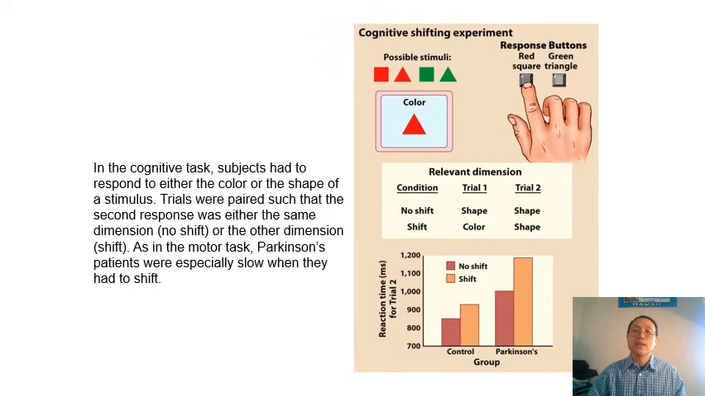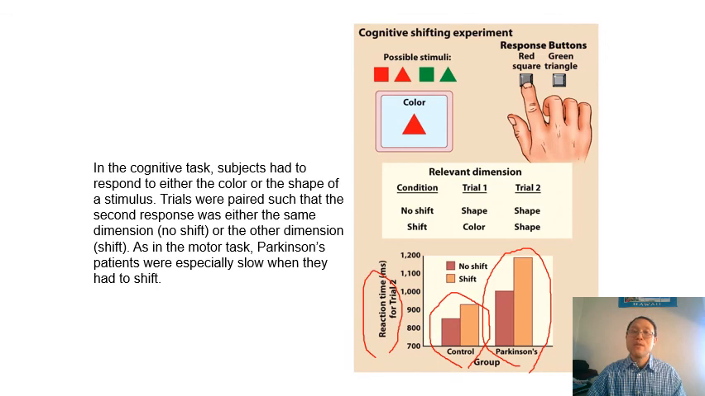Now, in the cognitive task, the subjects had to respond to either the color or the shape of the stimulus, and basically they have to do this in a shift or no shift condition. Kind of similar to the previous one, but they're doing this in terms of different dimensions. And very similar to what you saw before, the control subjects do pretty well in terms of reaction time. They don't take that much time, but the Parkinson's disease patients take a lot of time, and they do this when they have to shift between the dimensions.